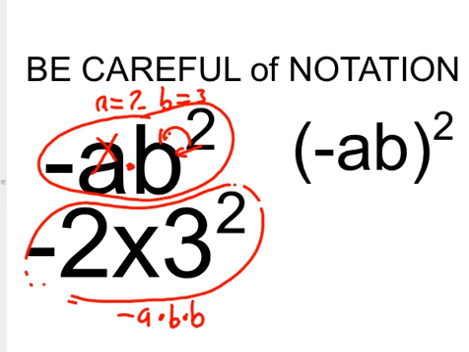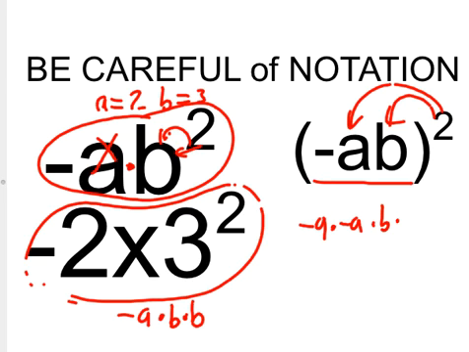If I want to square the whole thing, I need to put it in brackets again, or parentheses. So once again, this has a different notation. This is squaring both of these because it applies to everything inside the brackets. So this would actually be negative A times negative A times B times B, or A squared B squared. In this case, you would be squaring both things inside the brackets or parentheses. So you just have to be really careful about your notation when you're dealing with exponents.